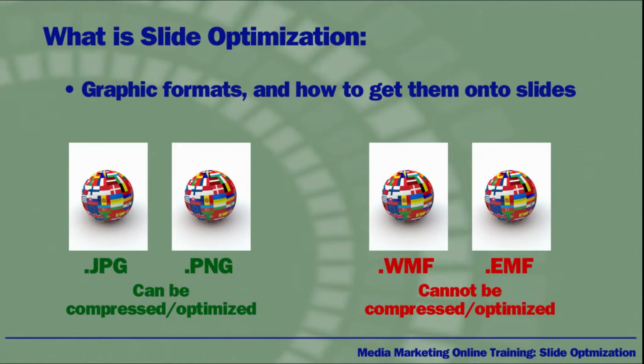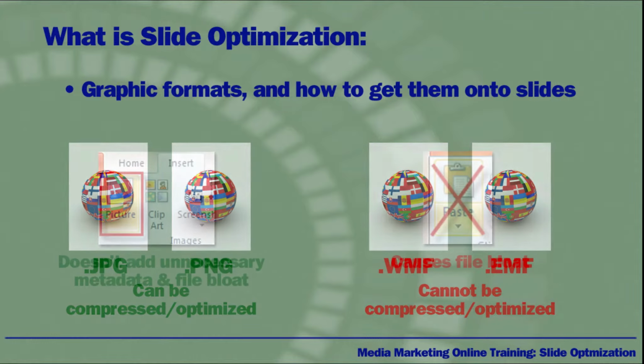When you're working with graphic images, you'll want to try to stick to one of two formats, JPG or JPEG and PNG. These two formats can compress your images dramatically without sacrificing quality. Formats that don't support compression are WMF or Windows Metafile and its cousin EMF, Enhanced Metafile. These two formats are primarily used in distribution of vector-based images and are not conducive to compression and optimization.